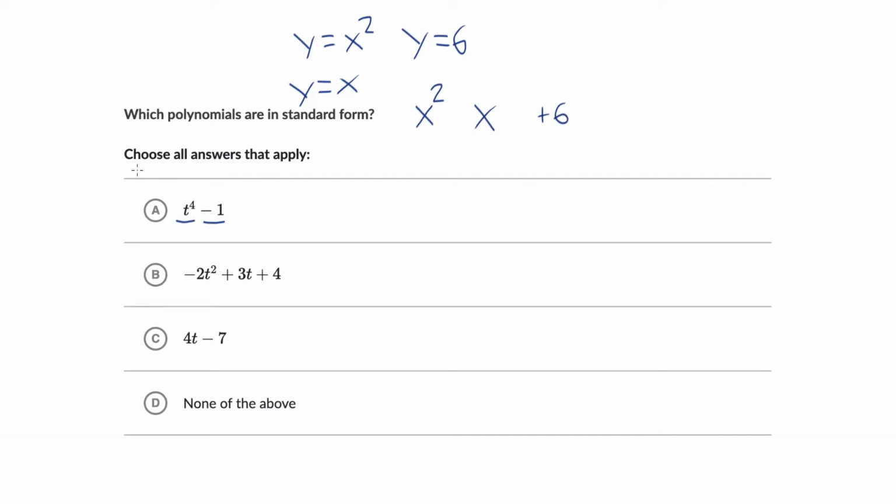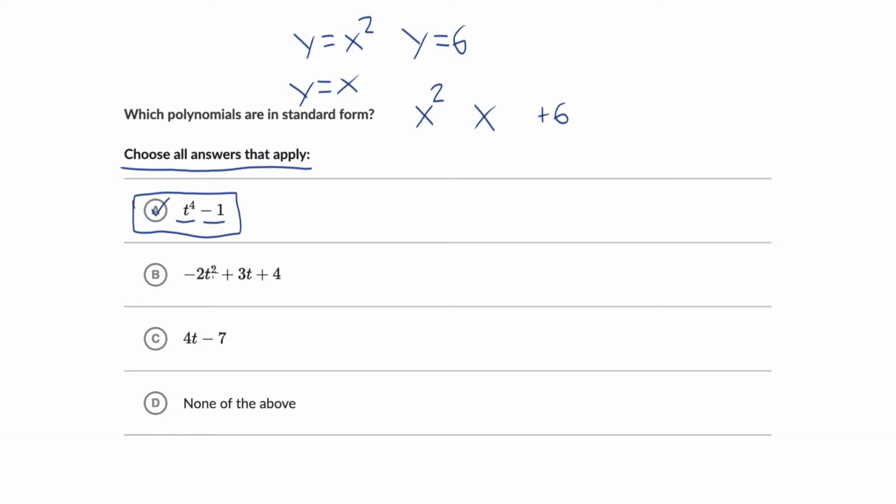So let's look at this problem we got over here, okay? It's a choose-all-answers-that-apply type of question. So there could be multiple answers. So for A, let's just take a look at A. It says t to the 4th minus 1. So it should go from highest to lowest. Obviously, exponents are much higher than constants. So this is a good answer. This is an appropriate answer. Let's do a little check mark too. Okay? Let's look at B.